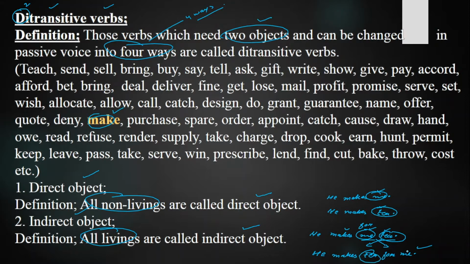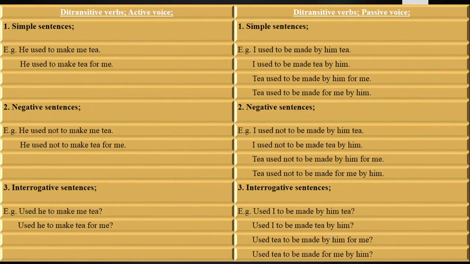So if you bring the direct object at the beginning, the indirect object me will be followed by a preposition. So these are the two ways in active voice. Our main target is how we are going to change them into passive voice. We have the ditransitive verbs, and there are four ways to change them into passive voice.